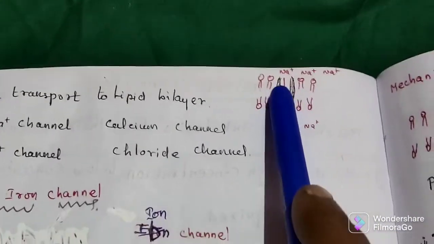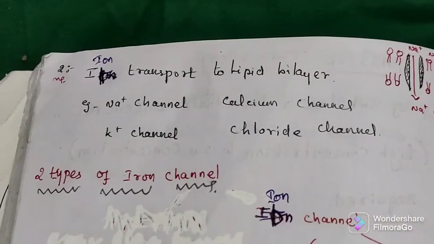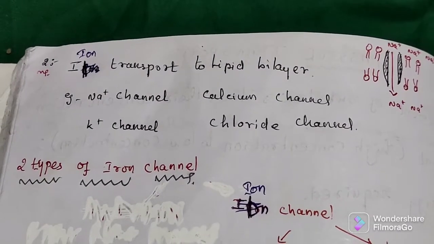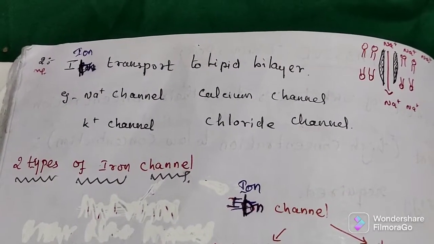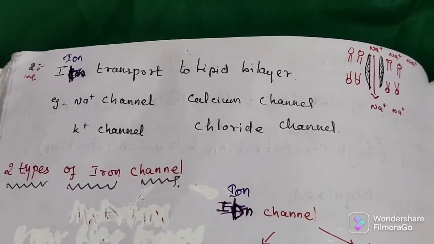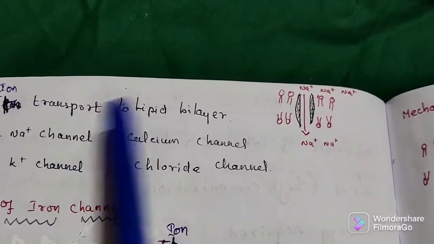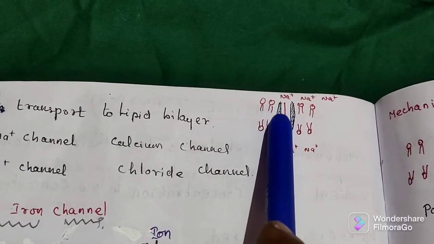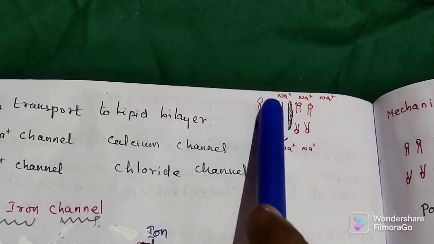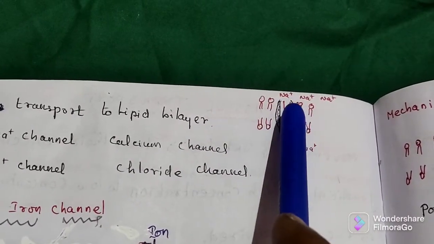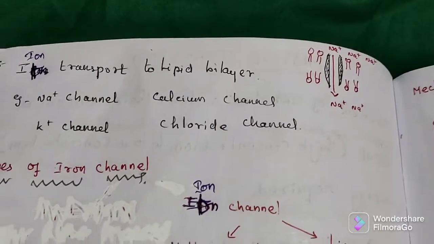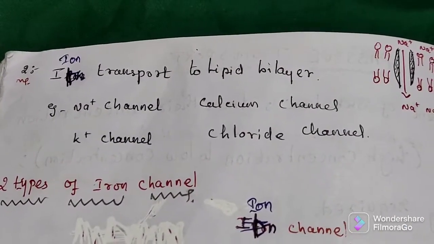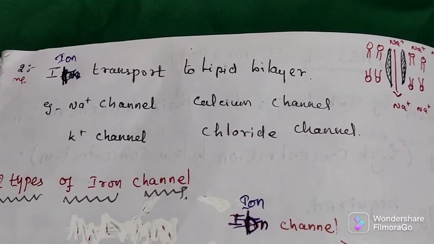This one, the black colored one, is the ion channel. Through the ion channel, transport of ions occurs because of charge. The ion cannot be transported through the lipid layer because of that charge. So by using this channel only, the ion travels from higher concentration to lower concentration. Examples of ion channels: sodium channel, potassium channel, calcium channel and chloride channel.